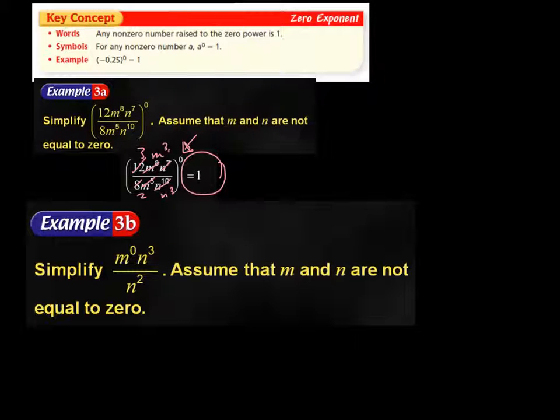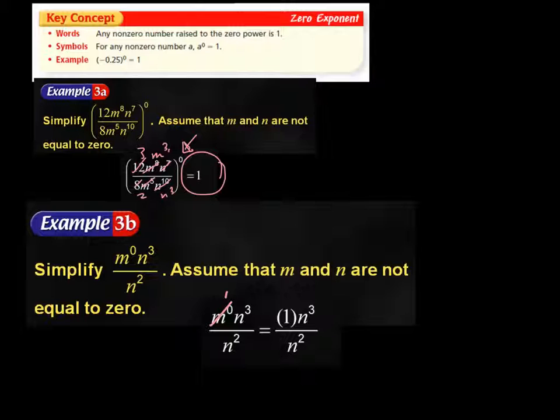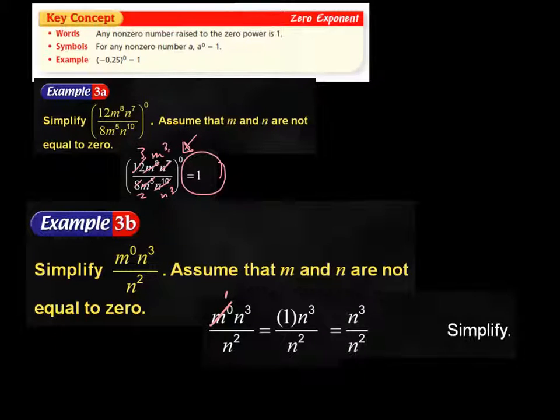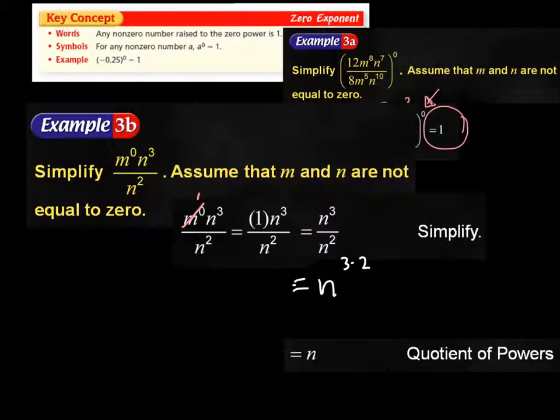Now this isn't all raised to the 0 power, so it'll be a little bit more interesting. Since the m is to the 0 power, just that one term reduces down to 1. And of course, when we take 1 times anything, we get what we had. And using our quotient of powers rule, power divided by power, we subtract exponents. And 3 minus 2 is 1, but we don't normally write the 1, so our final answer will just be n.